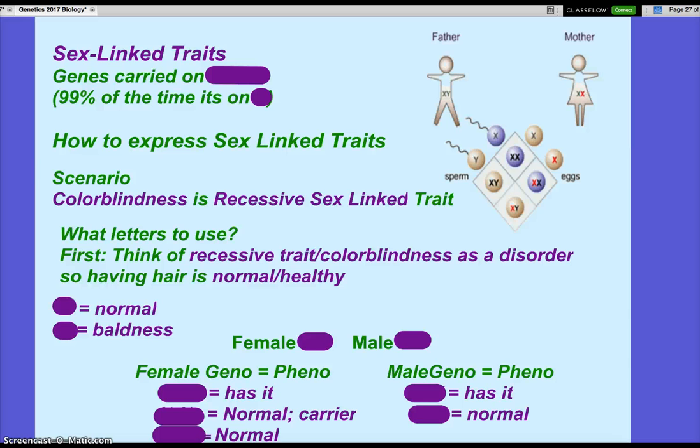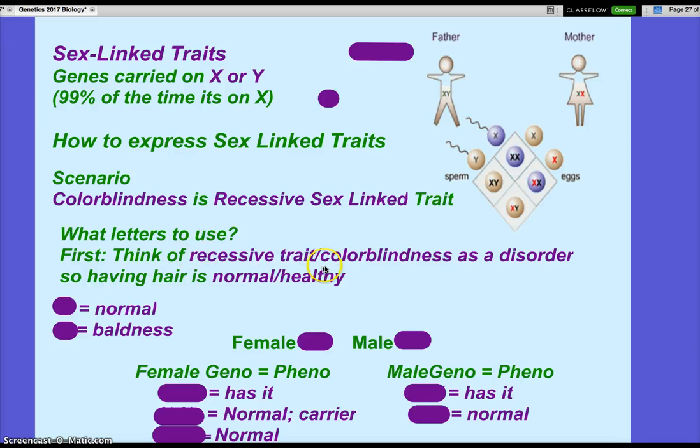So we're going to talk about sex-linked traits, okay? Up until now, we've been looking at alleles on autosomal chromosomes, but there are genes on your sex chromosomes, and they are usually, 99% of the time, carried on an X chromosome, but they can be found on the Y. We're going to focus on sex-linked traits on the X chromosome. So basically that means that the mother has a huge impact on whether the person will carry or show the disorder.